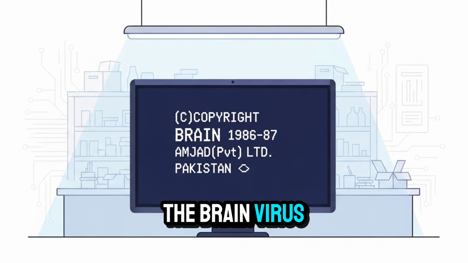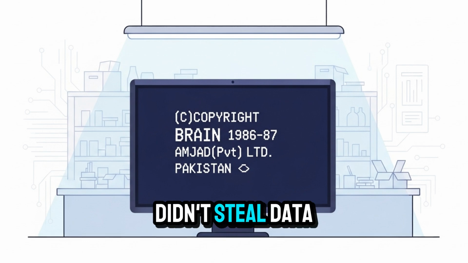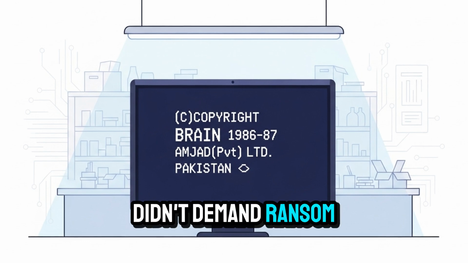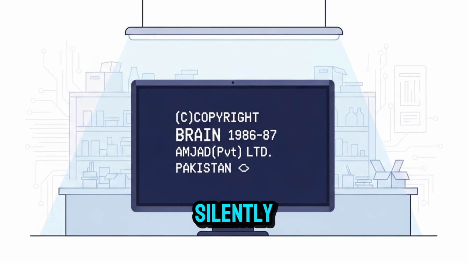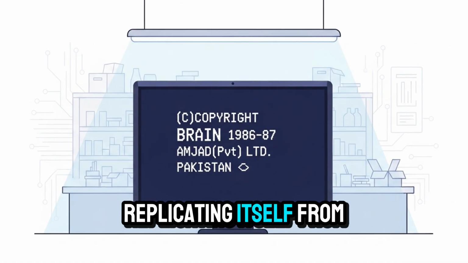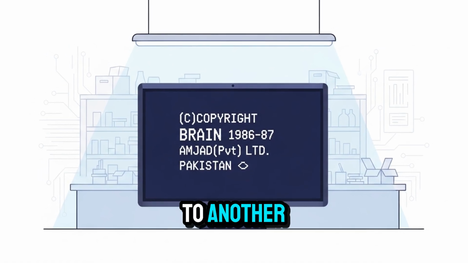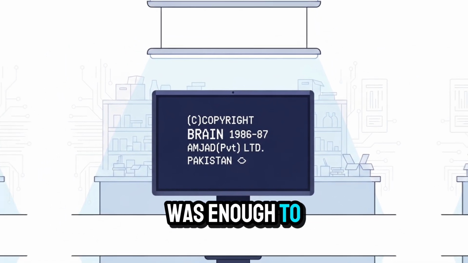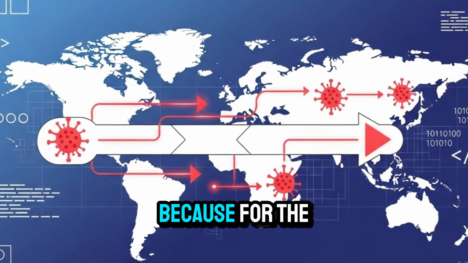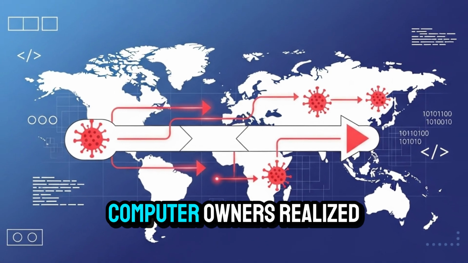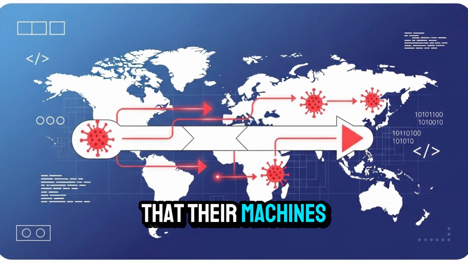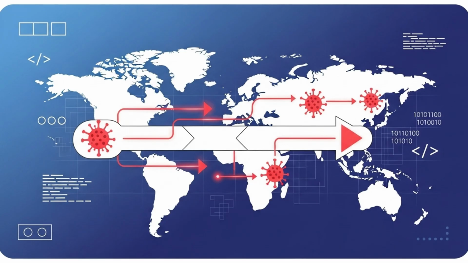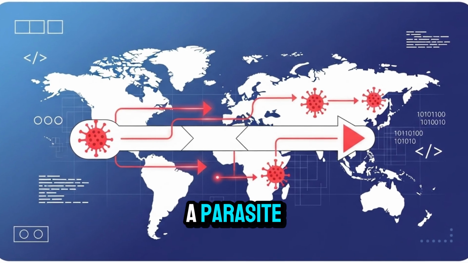The Brain virus didn't wipe hard drives, didn't steal data, didn't demand ransom. Instead, it spread silently, stealthily replicating itself from one floppy disk to another. And yet that was enough to terrify the world. Because for the first time, computer owners realized that their machines could be infected, that software was not just a tool, it could be a parasite.